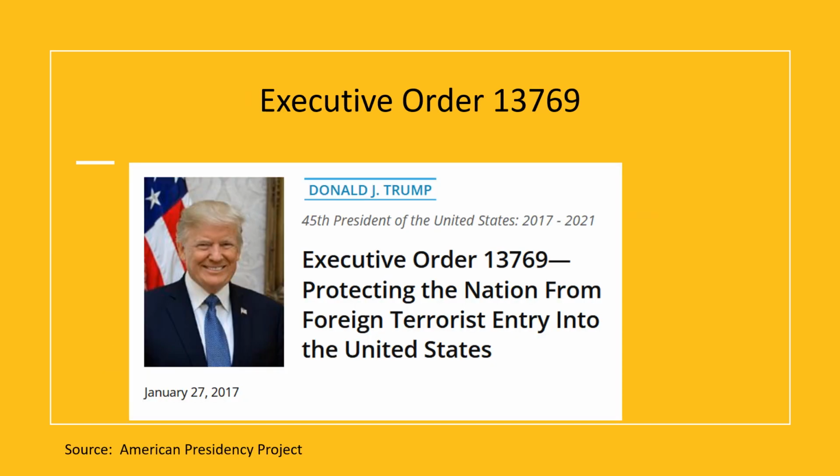Let's look at one example. Executive Order 13769. The executive order was titled "Protecting the Nation from Foreign Terrorist Entry into the United States." President Trump signed this executive order on January 27, 2017. So this suggests to us, since he took office on January 20th, 2017, that he made this issue a priority because he signed this executive order within a week of becoming president.